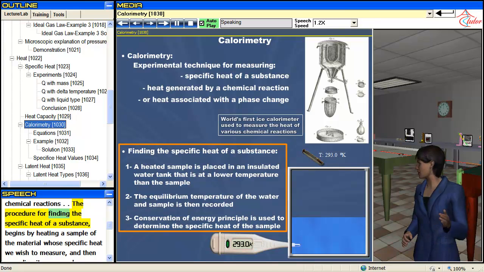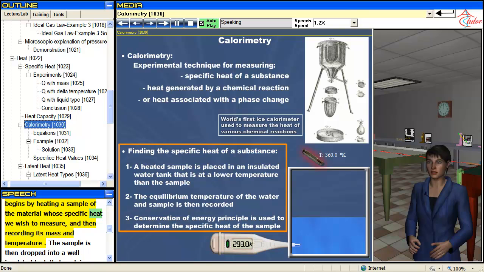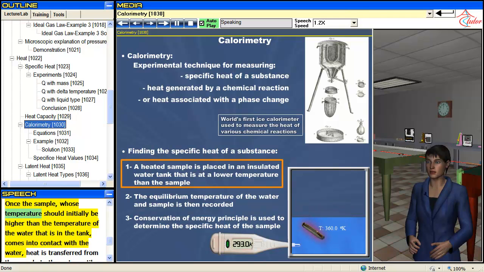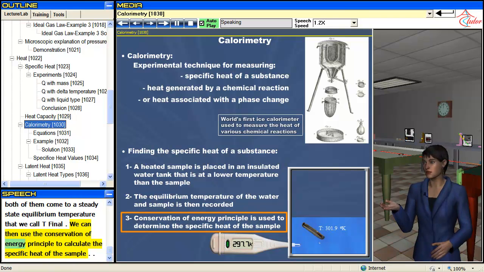The procedure for finding the specific heat of a substance begins by heating the sample of the material whose specific heat we wish to measure, and then recording its mass and temperature. The sample is then dropped into a well-insulated tank that contains a known mass of water at an initial known temperature. Once the sample, whose temperature should initially be higher than the temperature of the water in the tank, comes into contact with the water, heat is transferred from the sample to the water until both of them come to a steady-state equilibrium temperature that we call T-final. We can then use the conservation of energy principle to calculate the specific heat of the sample.